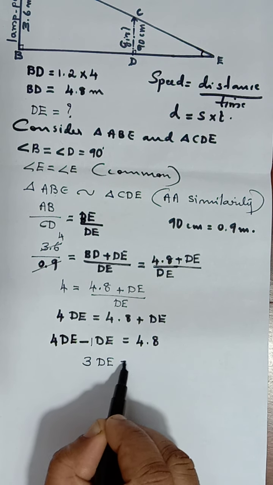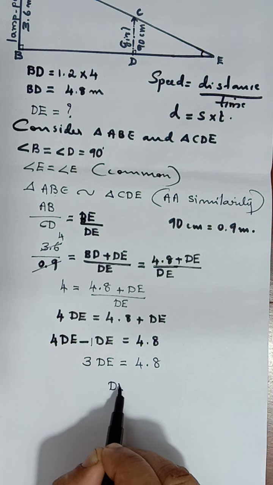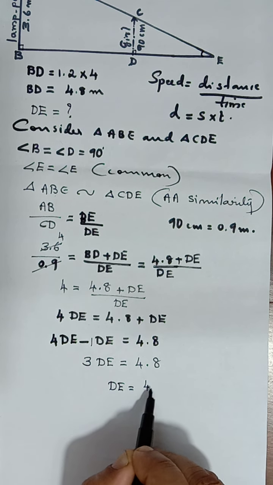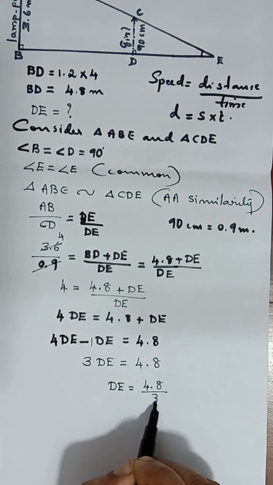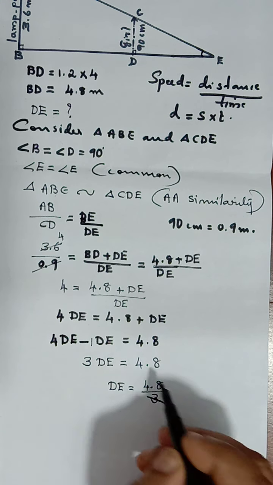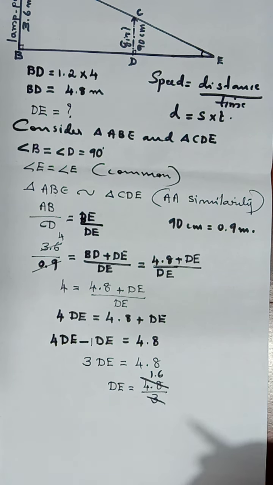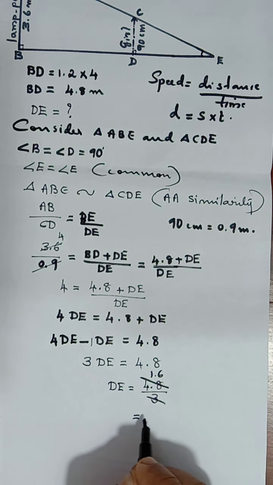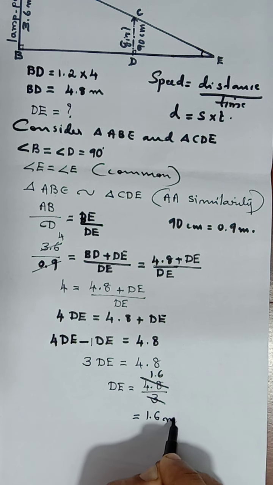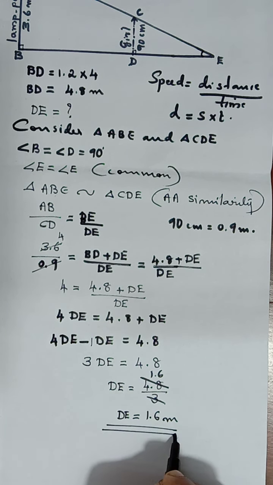3 DE is equal to 4.8. Therefore, DE is equal to 4.8 divided by 3. Let us divide it by 3 itself. 3 into 1 is 3, 18, 6 times. So, we get the value 1.6 meters, our DE value or length of the shadow. We can write it in words itself.